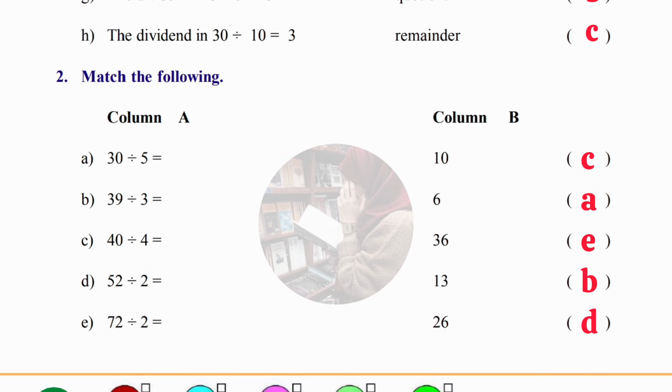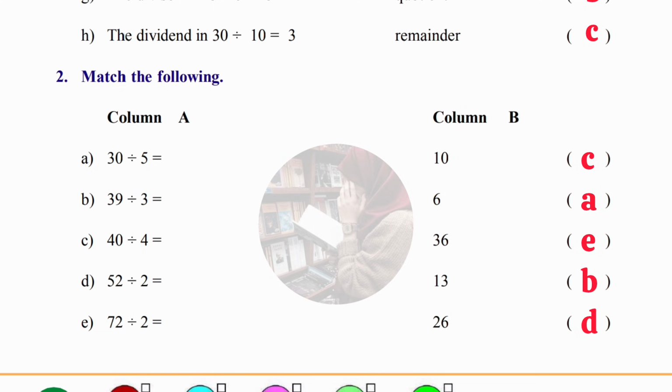Next one, 40 divided by 4 is 10. Write down C beside 10 column. Okay, next one, 52 divided by 2 is 26. So 2 2's 4, 2 6's 12. So 26 is the answer. Write down D beside 26 column. Next one, 72 divided by 2 is 36. 2 3's 6. So 2 6's 12. So 36 is the answer. Write down E beside 36. Got it guys? Your answer will be C, A, E, B and D.